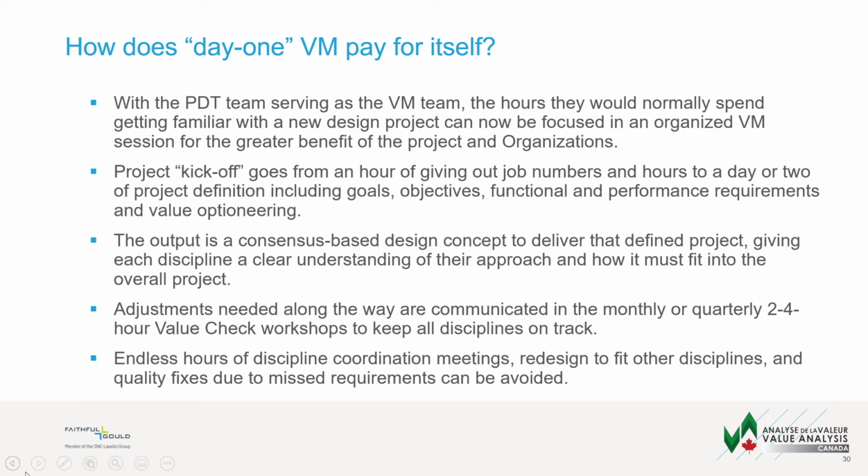giving each discipline a clear understanding of their approach and how it must fit into the overall project. Adjustments needed along the way are communicated in the monthly or quarterly 2 to 4 hour value check workshops to keep all disciplines on track. And finally, endless hours of discipline coordination meetings, redesigns to fit other disciplines, and quality fixes due to missed requirements can be avoided.